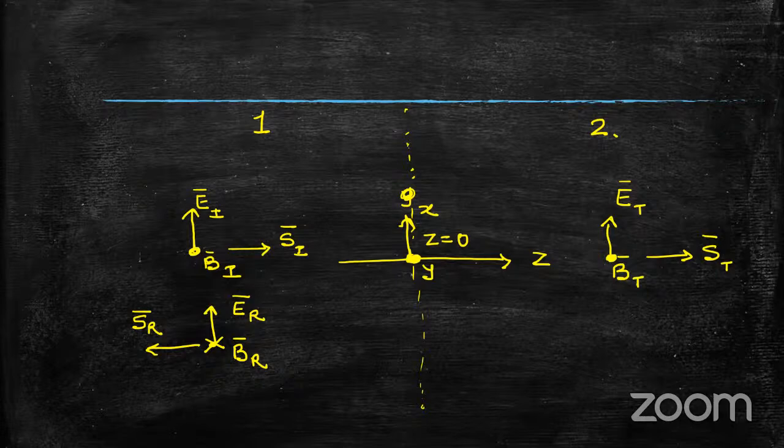Now, the direction of E is called the direction of polarization. So the incident wave which is coming has a polarization which is upward in the x direction. The wave which is getting transmitted has the same polarization, also along the x direction, and the wave which is getting reflected also has a polarization in the x direction.